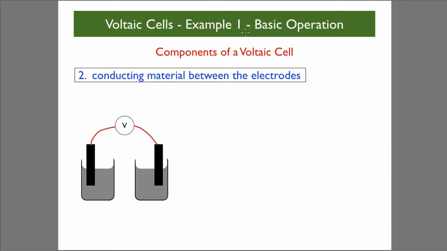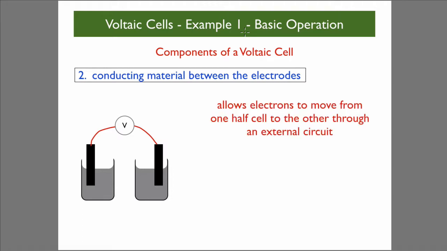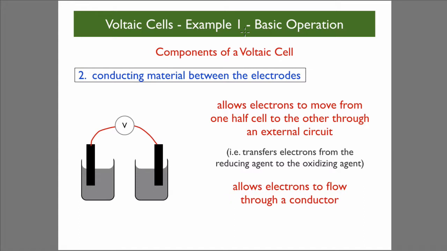Okay, secondly, in the components of voltaic cells, we've got the conducting material between the electrodes. This allows electrons to move from one half cell to the other through an external circuit, and it transfers electrons from the reducing agent to the oxidizing agent. It allows electrons to flow through a conductor, and therefore electrical current is generated.